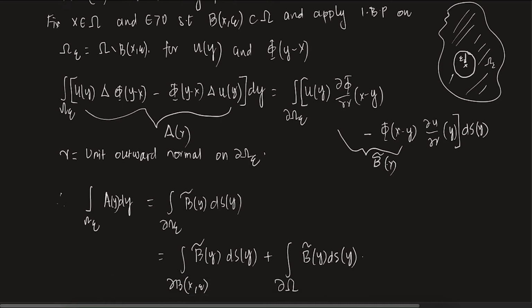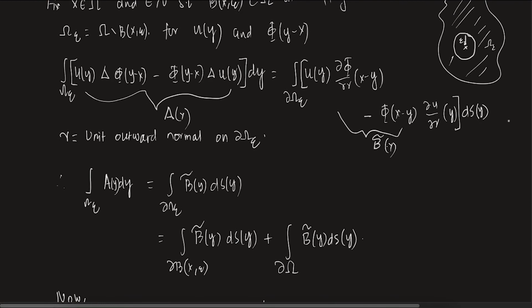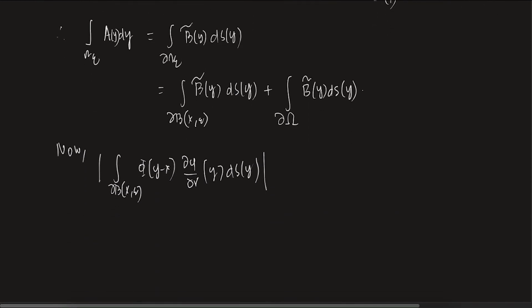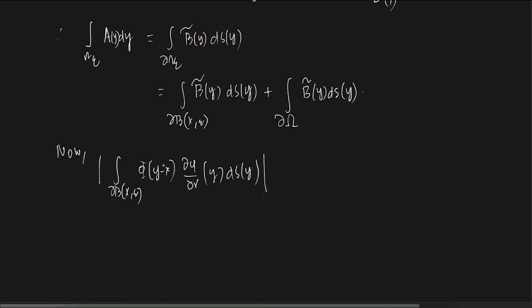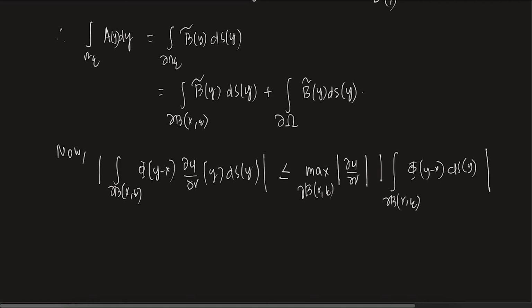On the boundary of the ball, there is a maximum which U is attaining, and I can just take it outside. So basically, this is less than or equal to the maximum of del u del gamma on del B x epsilon. I can push it outside, and once I do that, I am left with the integral over del B x epsilon of phi of y minus x ds y. Clear? That is what I am left with.